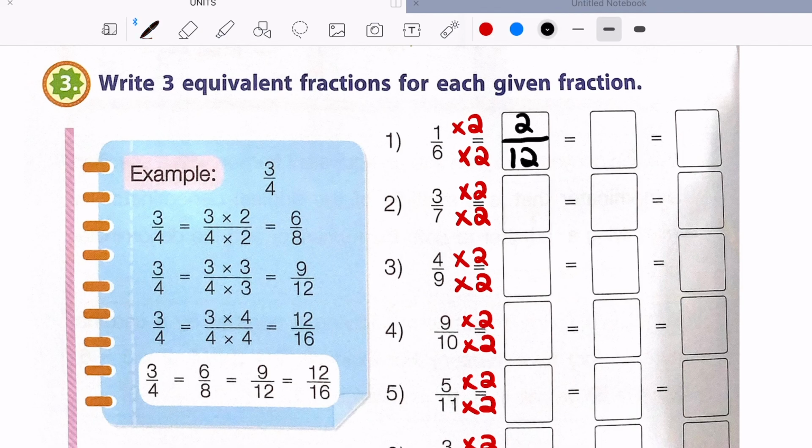Let's all try that out. So 2 times 3 equals 6. 7 times 2 equals 14. 2 times 4 equals 8. 2 times 9 equals 18. 10 times 2 equals 20. 5 times 2 is 10. 2 times 11 is 22. 2 times 3 is 6. 2 times 16 is 32.